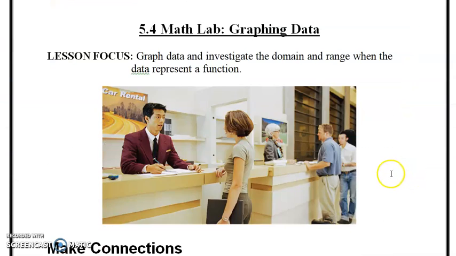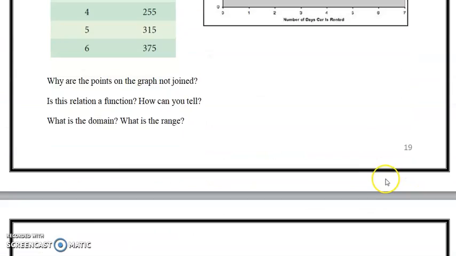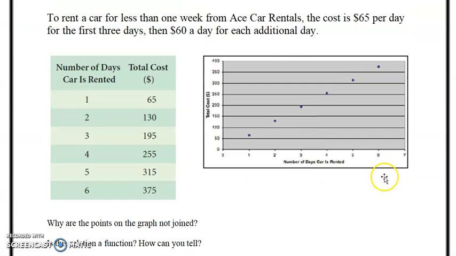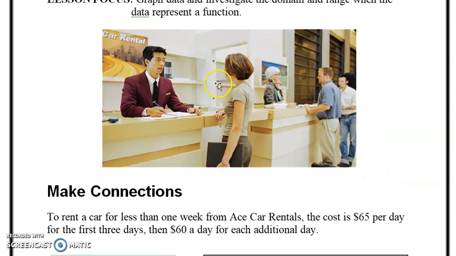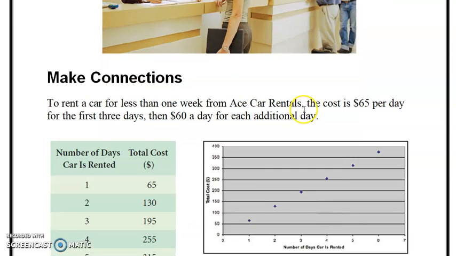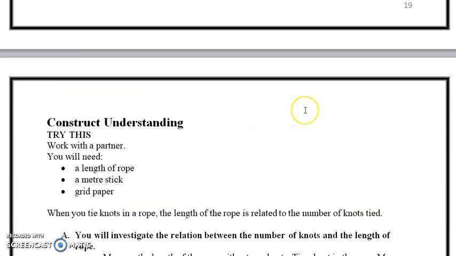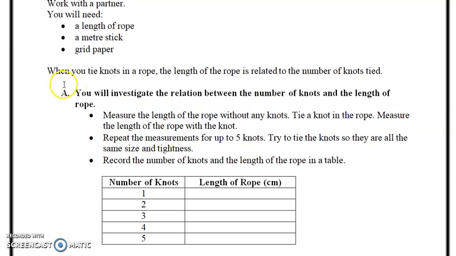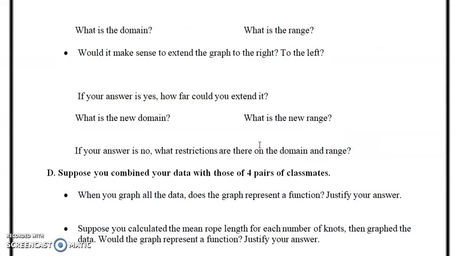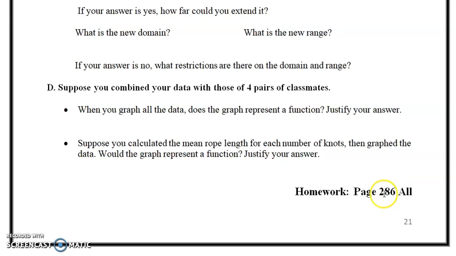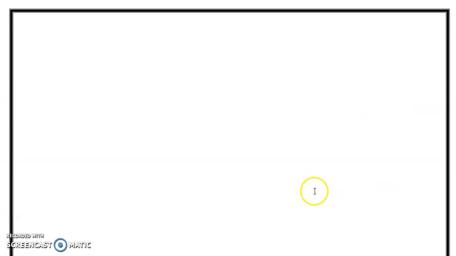The graphing lab we're not going to do in the next video on 5.4. That's something you can try at home with a sibling, parent or guardian, with the meter sticks, grid paper and rope. With respect to COVID, we'll skip that section, but if it's something you want to try, please feel free. The homework for that is on page 286. You can do all those questions if you want.